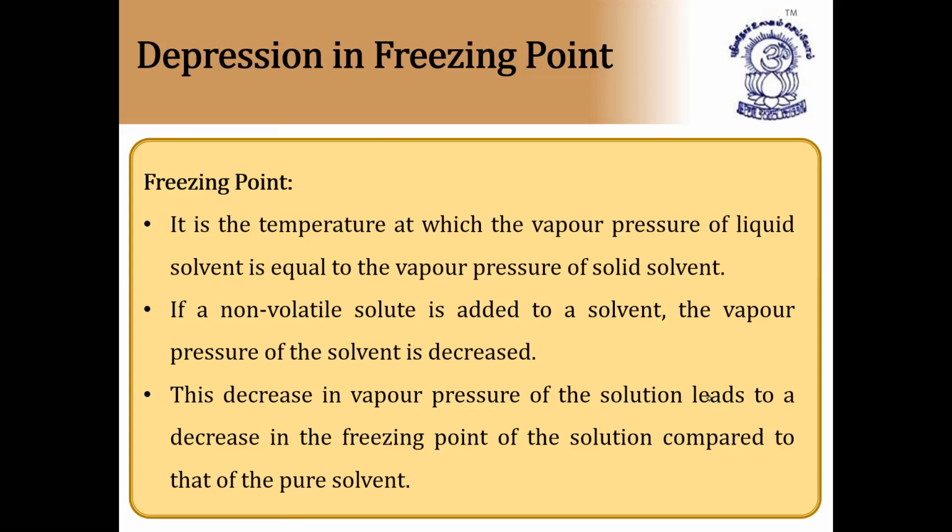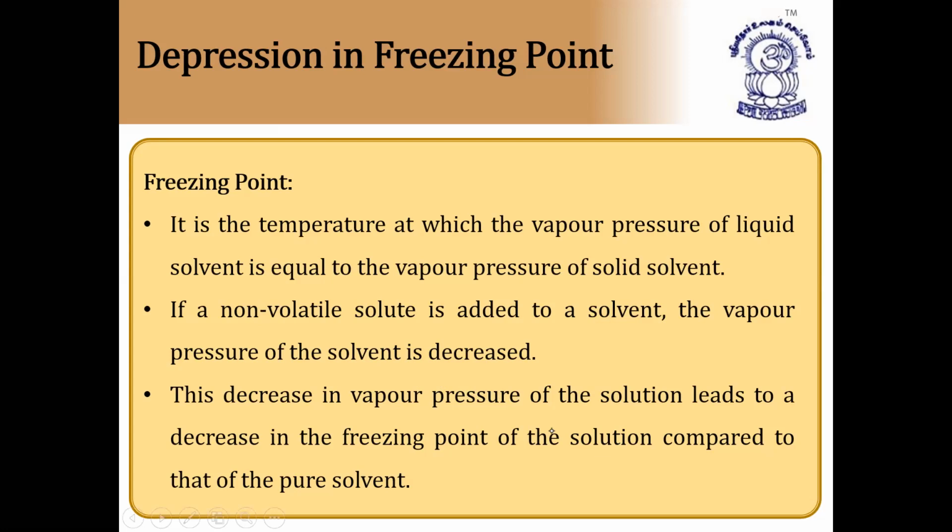So this is nothing but depression of freezing point. Whenever a non-volatile solute is added to a solvent, the vapor pressure of the solvent is decreased. That we already know from Raoult's law. And this decrease in vapor pressure of the solution leads to a decrease in freezing point of the solution compared to that of pure solvent. The word depression means a decrease in freezing point takes place. So in simple words, when a non-volatile solute is added to a volatile solvent, the freezing point of the solution decreases. This is called depression of freezing point.